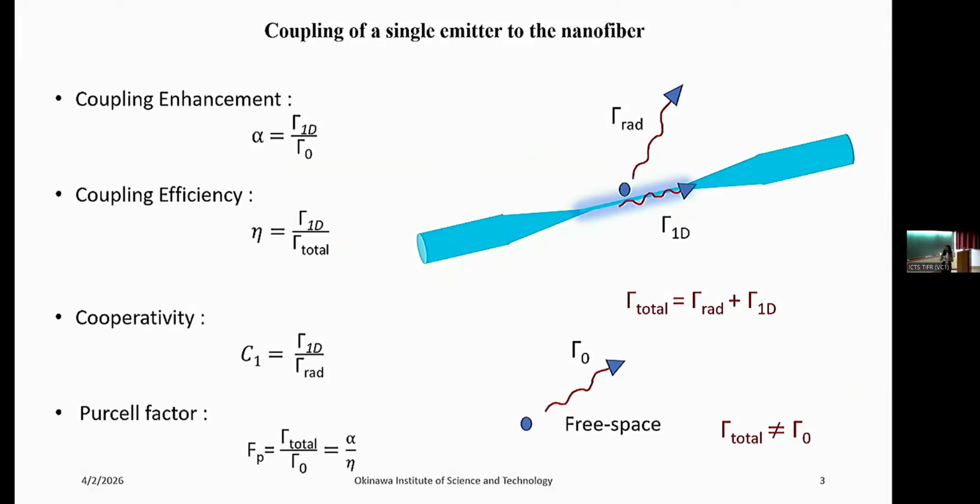Here are a few parameters which can be used to quantify this coupling. In this talk, I'll be focusing more on coupling efficiency, which tells us how much of the light is guided into the waveguide or nanofiber with respect to the total light. I'll also show some results on the Purcell factor, which is the increase in the total density of optical states due to the presence of the nanofiber with respect to free space.